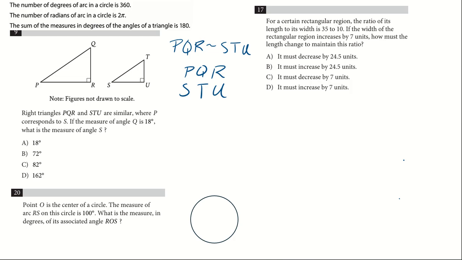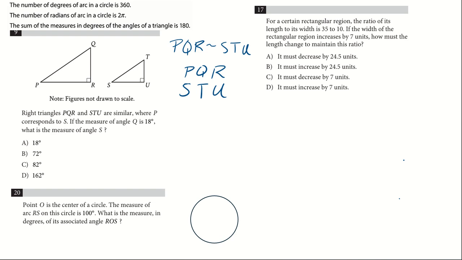So I'm going to stack PQR over STU, or I could do it the other way. So when I do that, I see that Q and T are corresponding, R and U are corresponding, and P and S are corresponding. Now, because this is a similar triangle, the angle measure is preserved. This is a dilation. It went from a bigger triangle to a smaller one. Angle measure is preserved in rigid and non-rigid transformations.